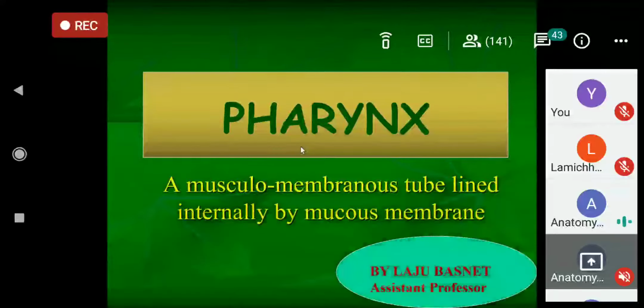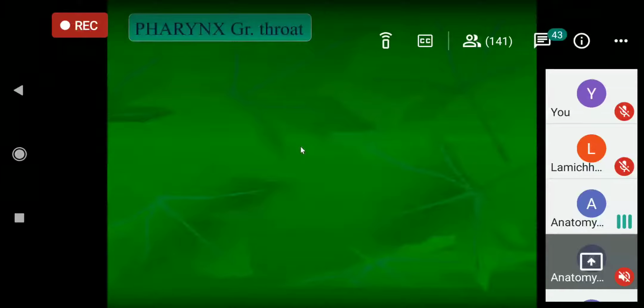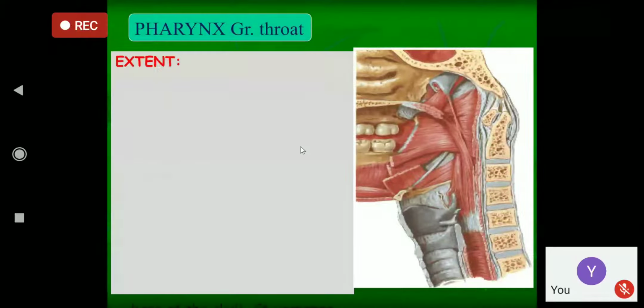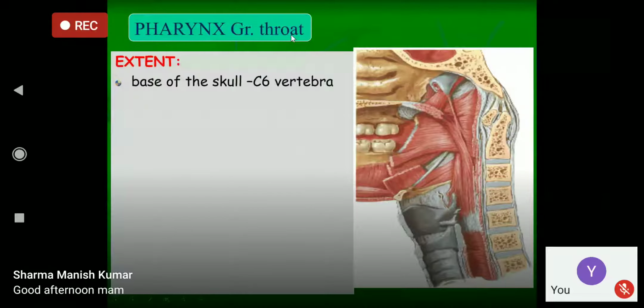You know this one is the tubule, and this is lined internally by the mucous membrane. So this is about the pharynx. The pharynx is mainly derived from the Greek word that means a throat. That's why it is named as a pharynx.